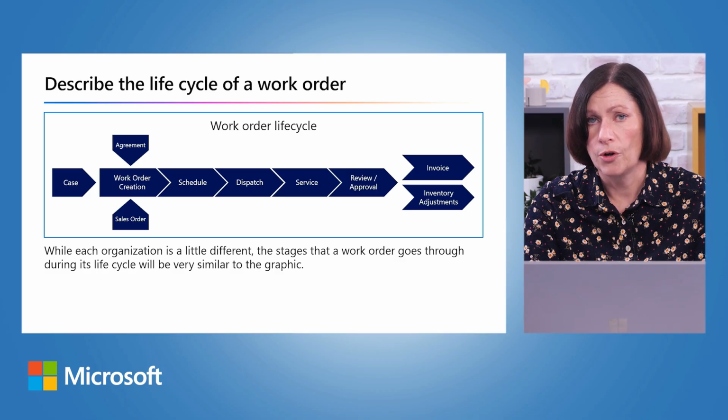At the review/approval stage, the work order is reviewed and approved by a supervisor. At invoice and inventory adjustment, inventory adjustments are made and an invoice is generated for the corresponding account.